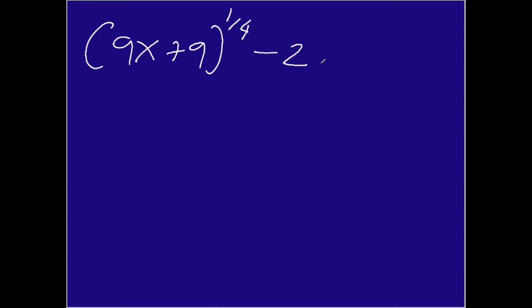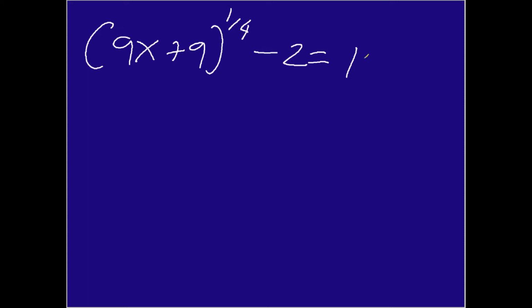In this example, we're looking at how to deal with exponents. And so let me show you what it looks like, and then I'll walk you through the example here. So this is what we have. We have 9x plus 9, all this is raised to the 4th power, like so, and then, of course, minus 2, and it equals 1.